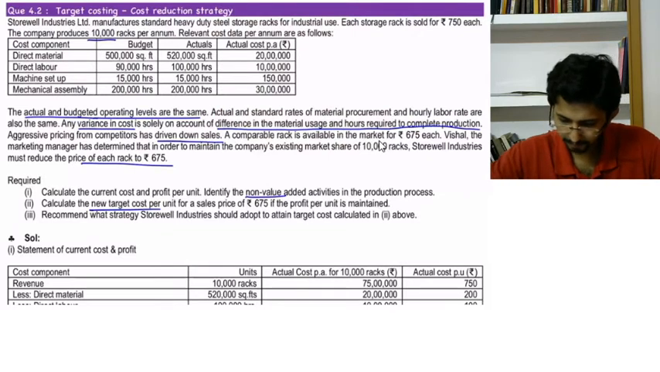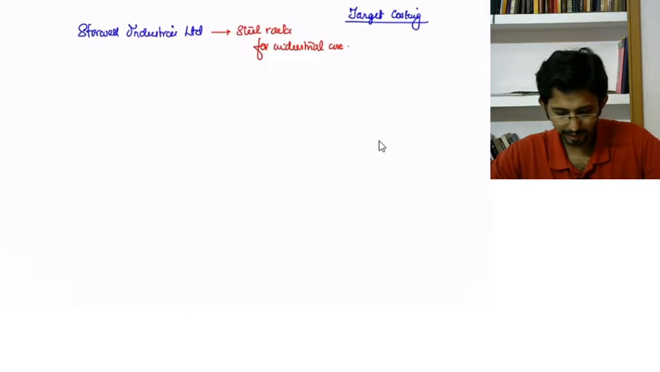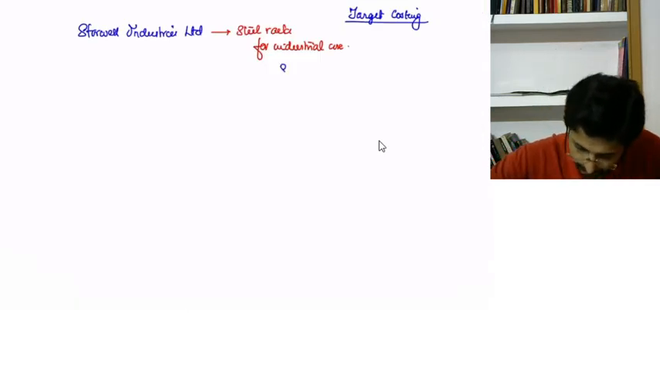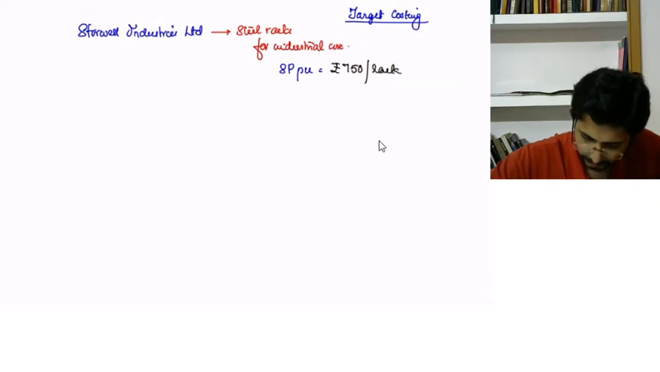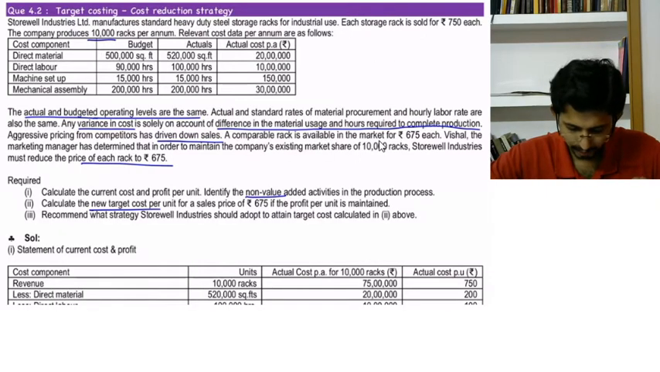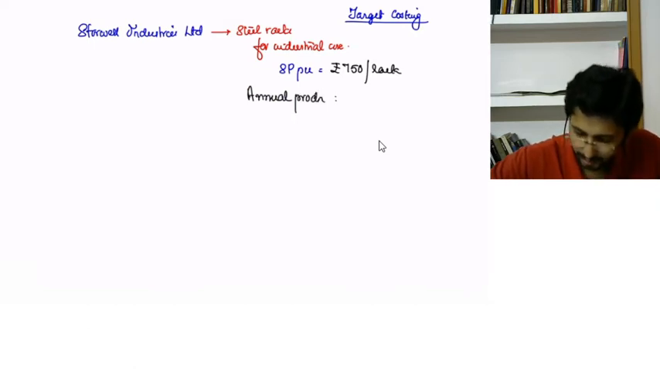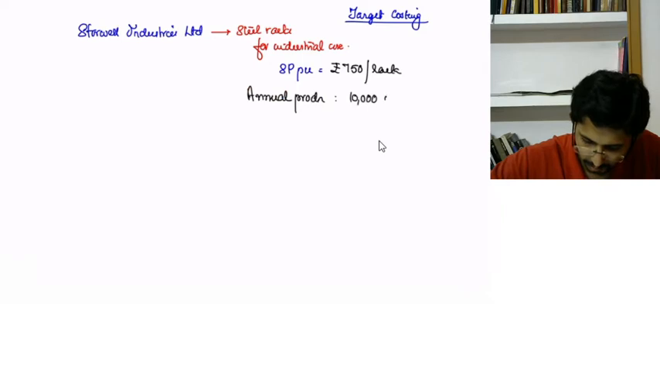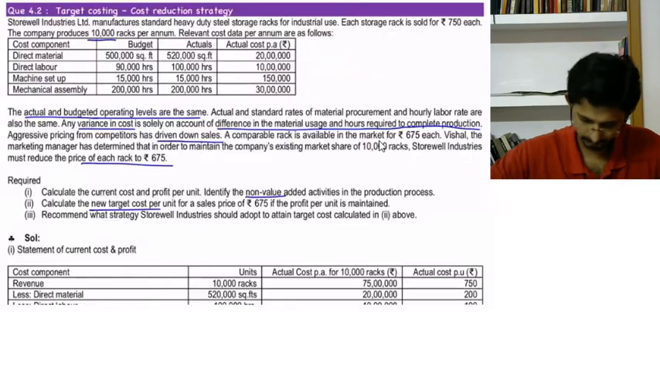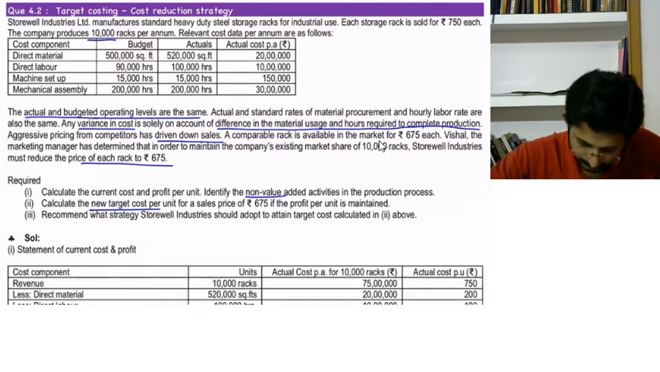Then each storage rack is sold at rupees 750 each. So the selling price per unit is rupees 750 for each rack. The company produces 10,000 racks per annum. So annual production is 10,000 units. Then cost component, you have the budget, then you have the actuals and actual cost.